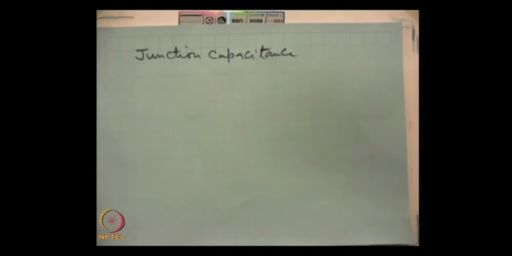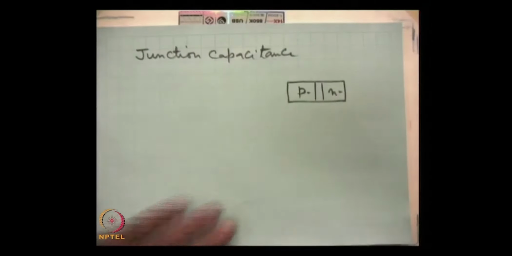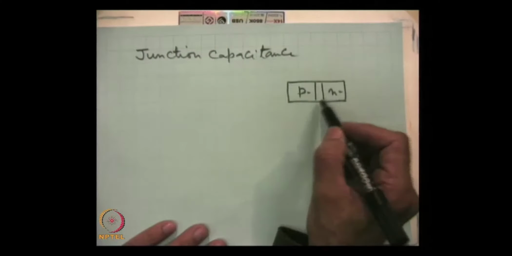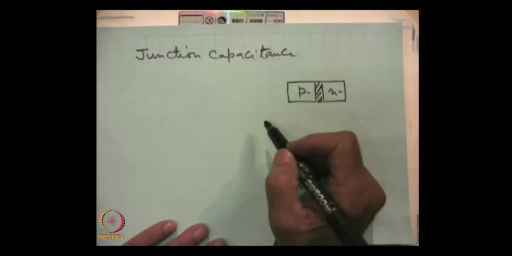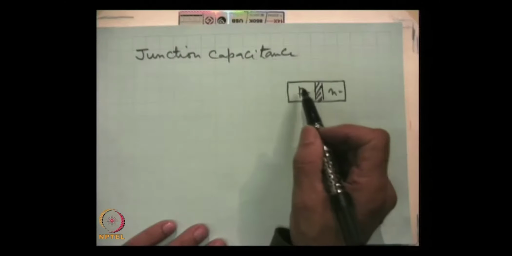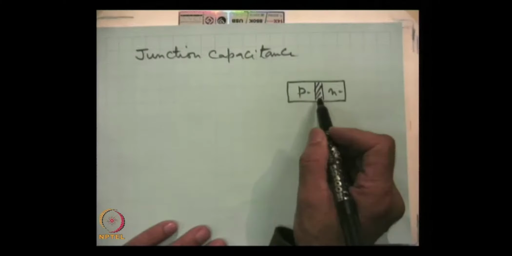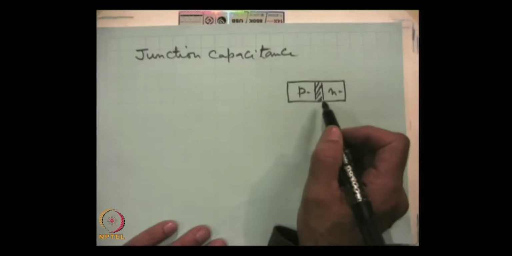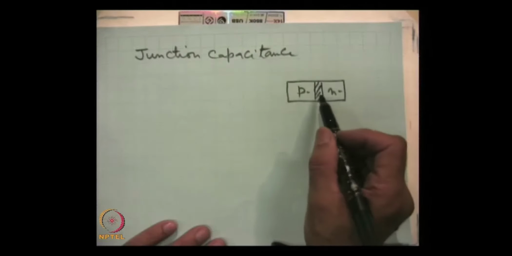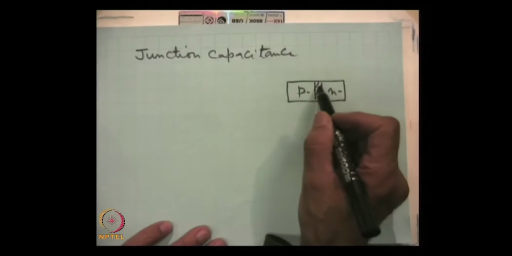Junction capacitance. Here this is the PN device. Now, you will recall that this depletion region is a high resistivity region. It is like a dielectric insulator, and the conductivity of the P side and N side is relatively several orders of magnitude higher than that of the depletion region. Let us talk in terms of conductivity: the conductivity of these two regions is much higher than the depletion region.